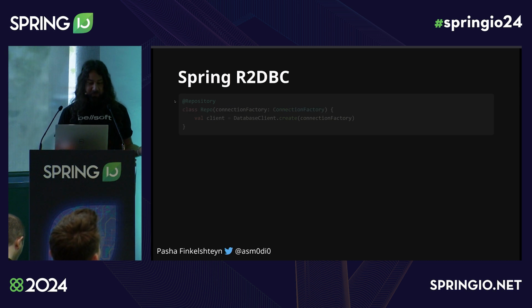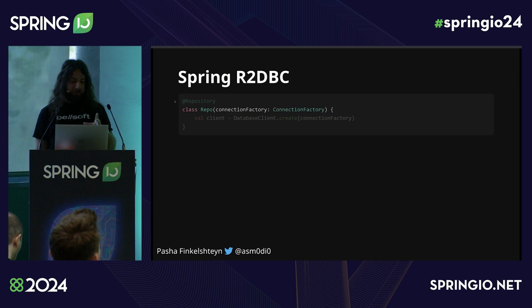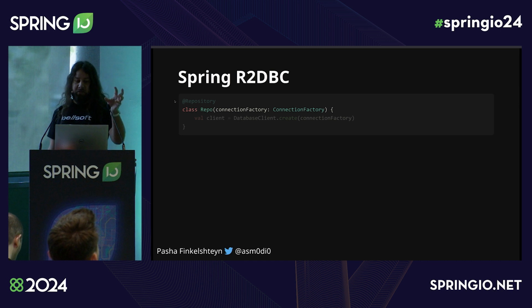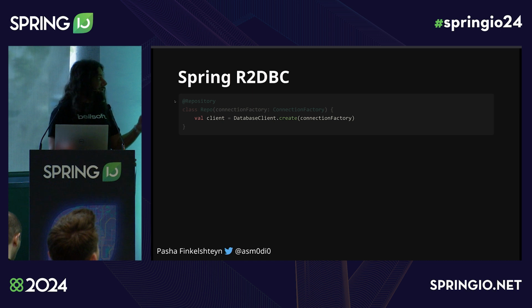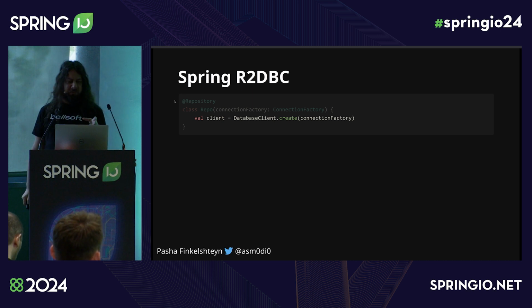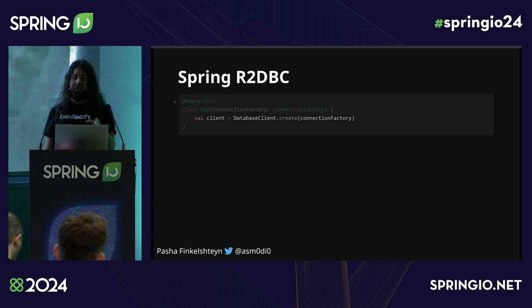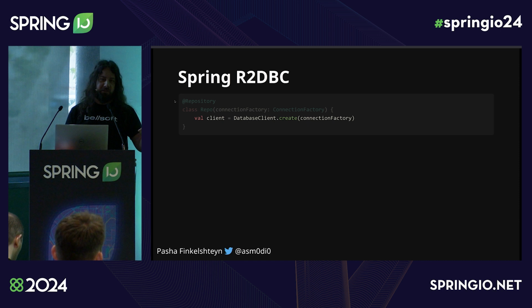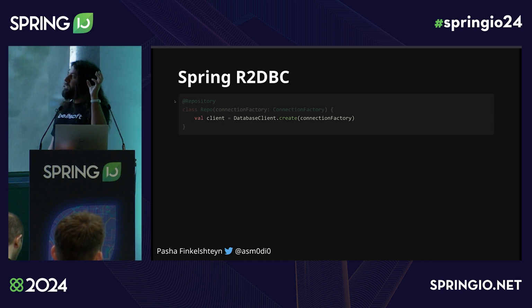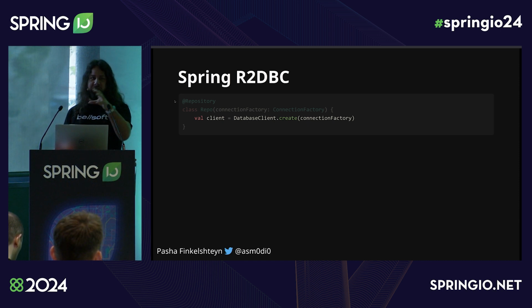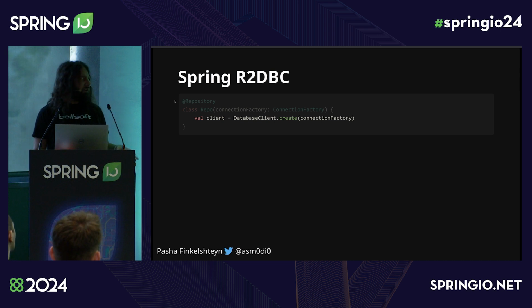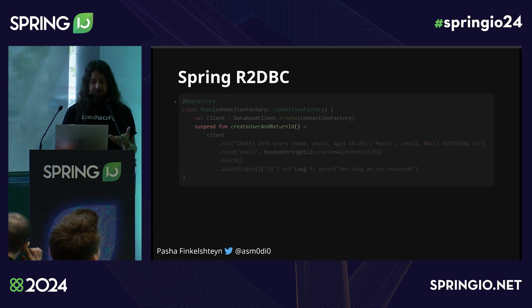Usually everything starts with a very simple repository. We can create it ourselves. We should pass a connection factory inside it. And then we create a client, like DatabaseClient.create(connectionFactory). At this point, we are ready to create R2DBC requests. Just in case, to work with R2DBC, we have to add one more dependency, for example, Postgres R2DBC, SQLite R2DBC, whatever. Several databases are supported.